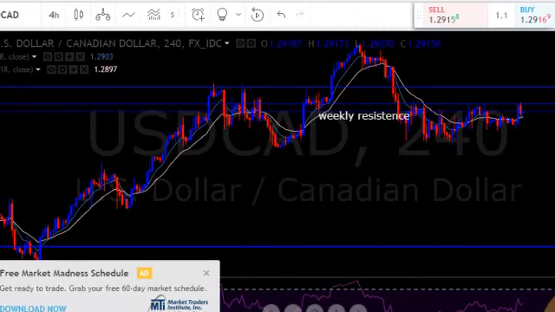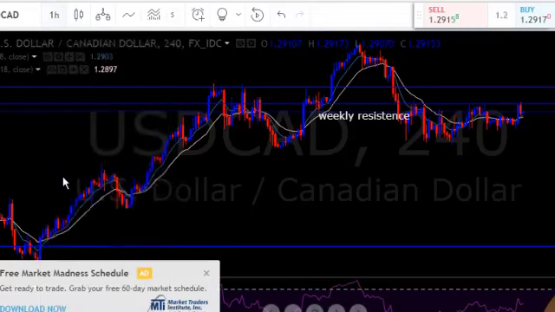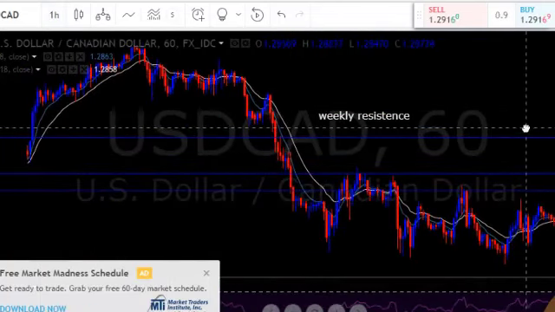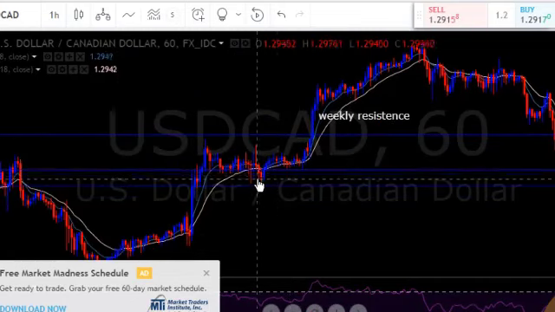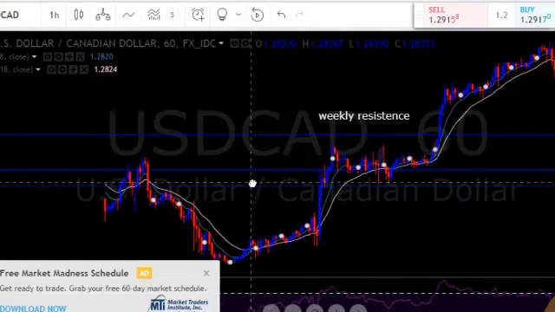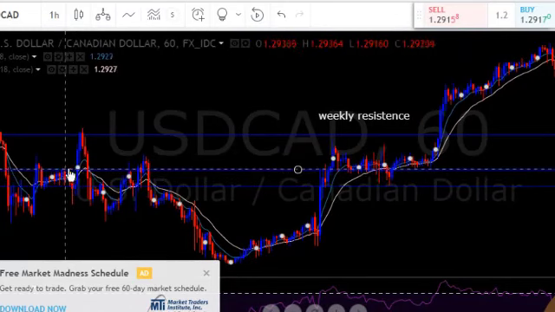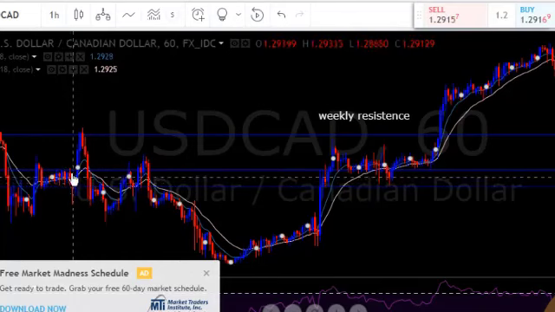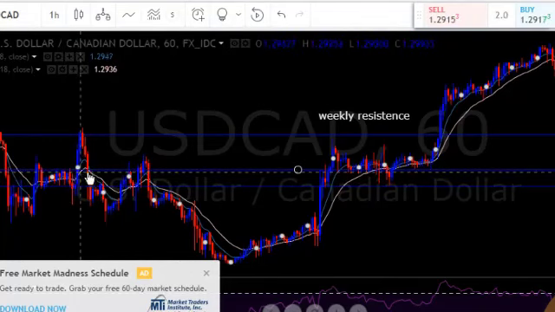Now, mind you, this is a 4-hour time frame, right? So if I were to go down, let's say to a 1-hour time frame, and you see the two lines that I created here, you can see that this was a popular area of resistance. It was a ceiling here for these candlesticks up down here. They were hitting it. It was like a ceiling.